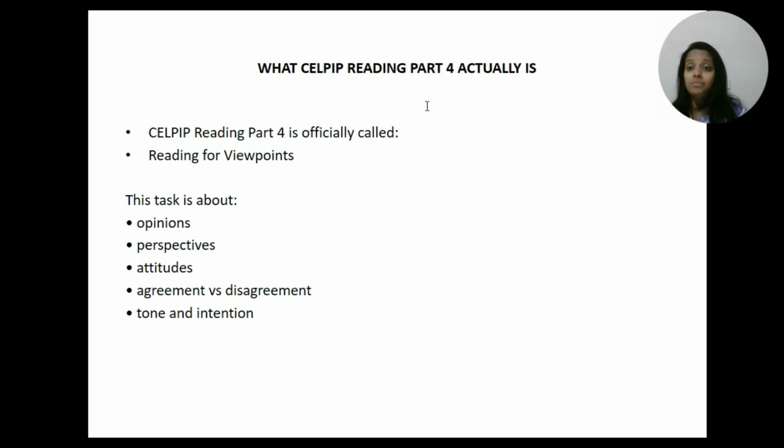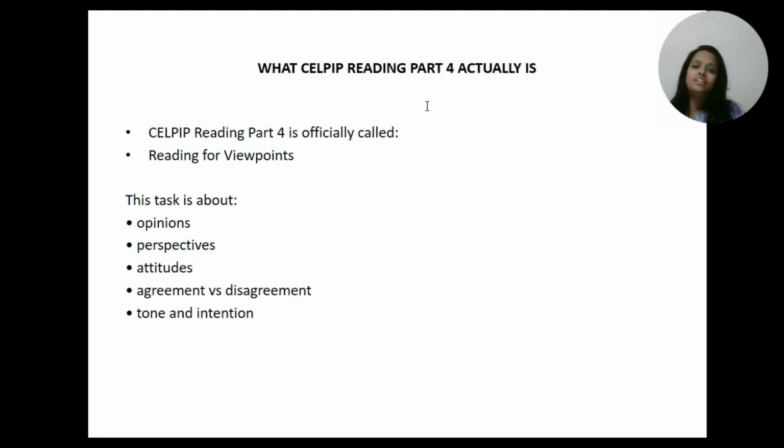And remember, CELPIP does not expect you to judge who is right or agree personally, and it does not expect you to bring outside knowledge. Your opinion is irrelevant here. So, part 4 tests comparative reading, not what does the passage say, but how do these viewpoints relate to each other. This means you're constantly comparing voices, not reading them in isolation.